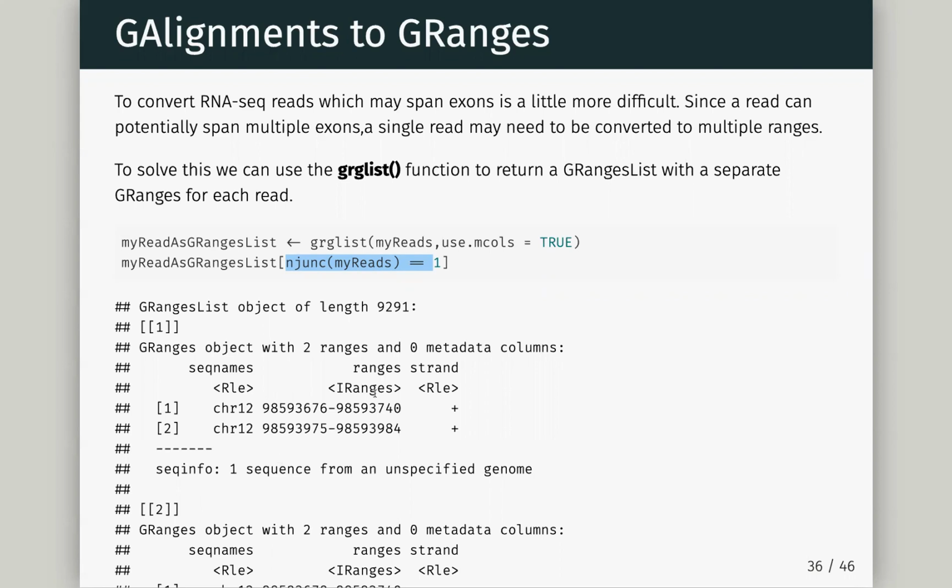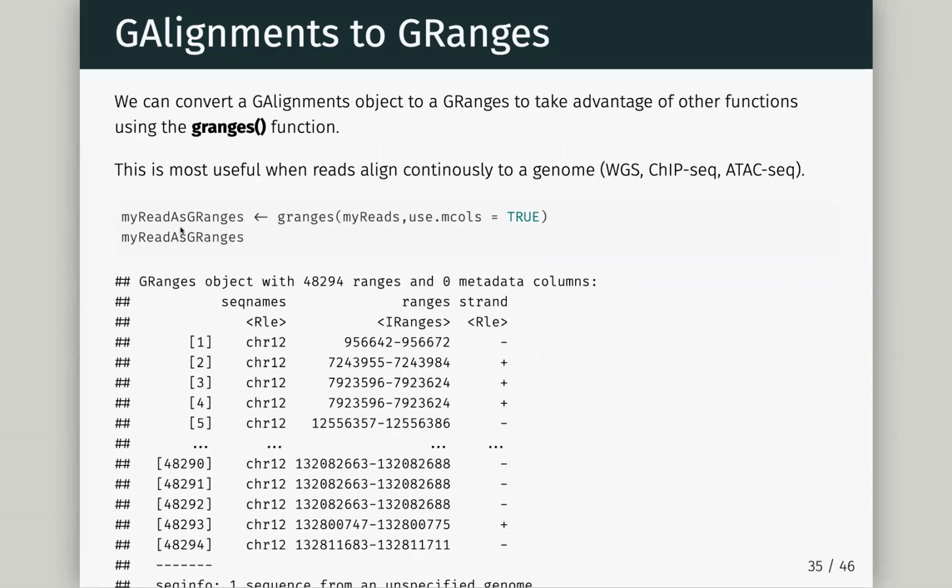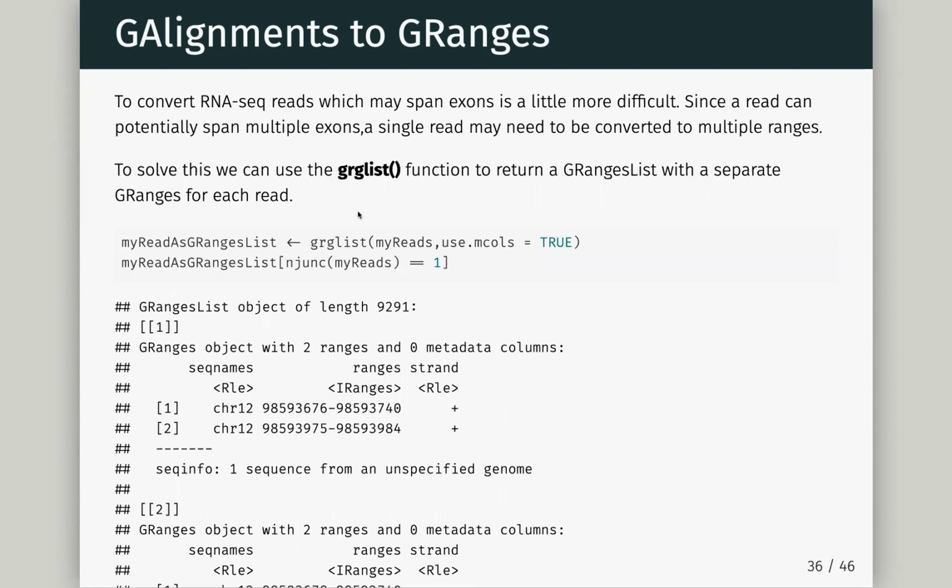We can see here for the first read, we have a GRanges covering what is just before the splice site, and then we have our second range just after the splice. So we don't need to worry about turning our split, non-contiguous, splice-aware aligned reads into GRanges. We can actually turn them into a GRangesList.